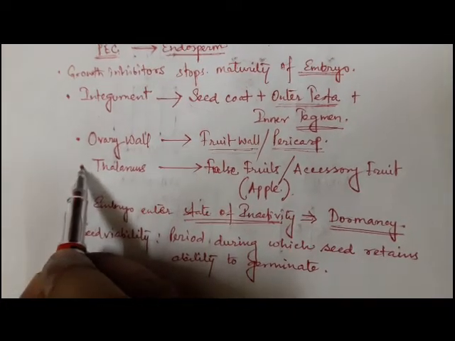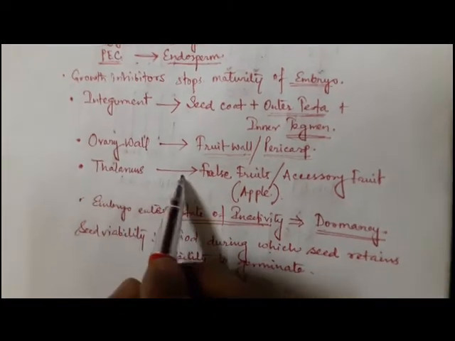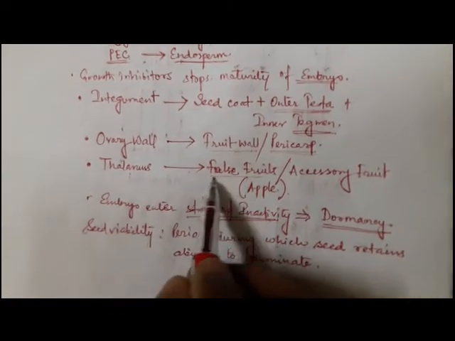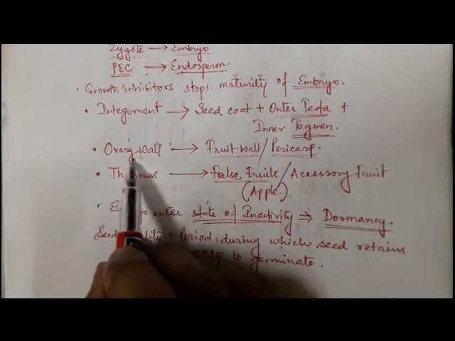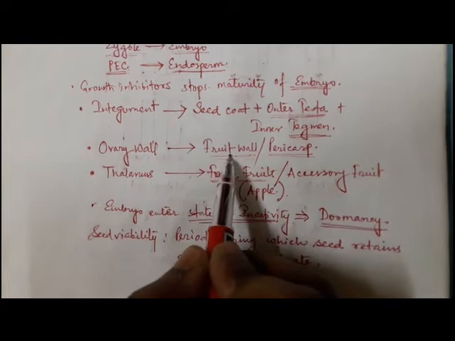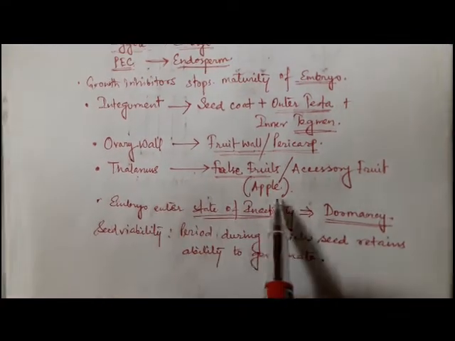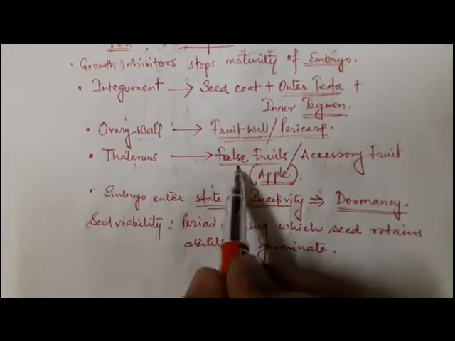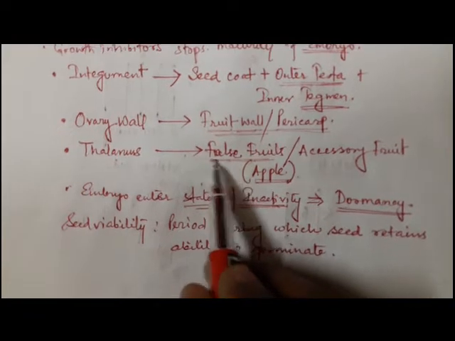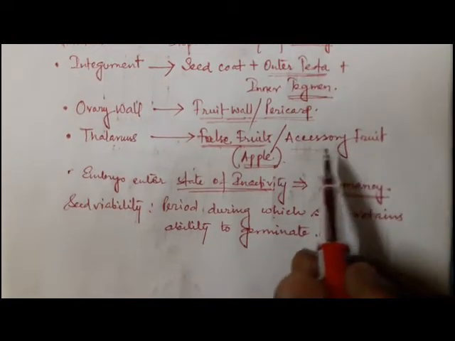Then in some other cases it is seen that the thalamus transforms into a false fruit. So here we know that the ovary wall transforms into fruit, that is the proper case. But in other cases, like in case of apple, the thalamus part swells to form a fruit-like structure. That is why it is named as false fruit or accessory fruit.